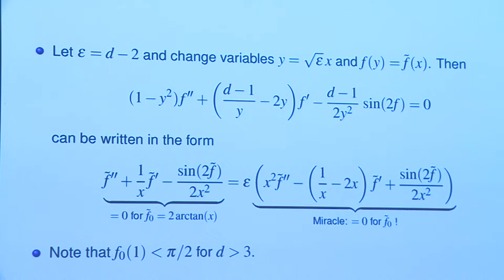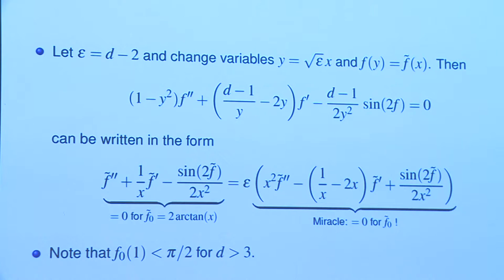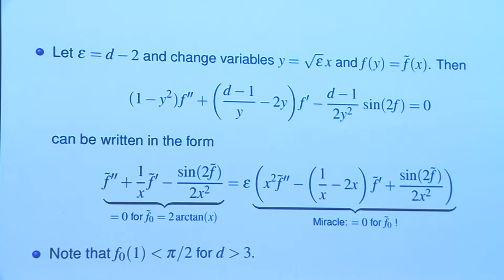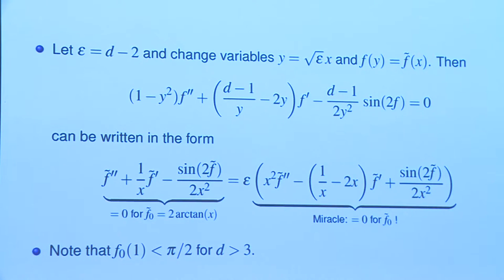And if we change variables and rewrite our ODE, we obtain this ODE in the new variables f tilde and x. On the left-hand side, this is exactly the static equation for the harmonic map in two dimensions. And on the right-hand side, you have a perturbation. So the idea was to start a perturbation analysis and construct this solution perturbatively in epsilon, but at the first step it turned out that the right-hand side is zero. Therefore this is an exact solution. So you can think about this as an educated guess.